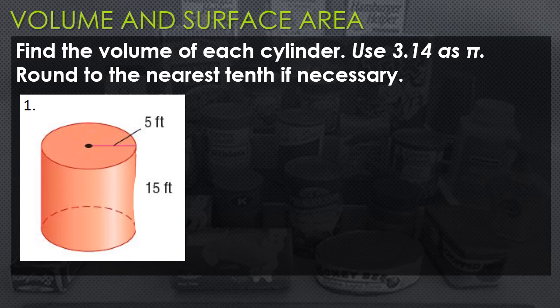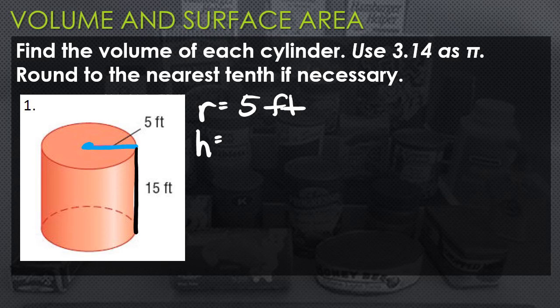Let's go ahead and try this out. We need to label some parts here. We need to figure out what the radius is and what the height is. The radius, a friendly little recap from 5th grade, is the segment that starts in the center and goes to the edge of the circle. The radius here is labeled at 5 feet. And the height of our cylinder is labeled right there at 15 feet.